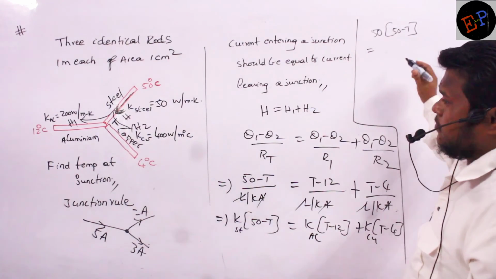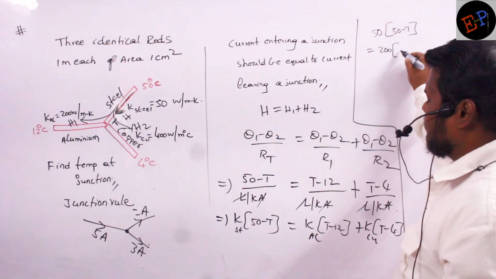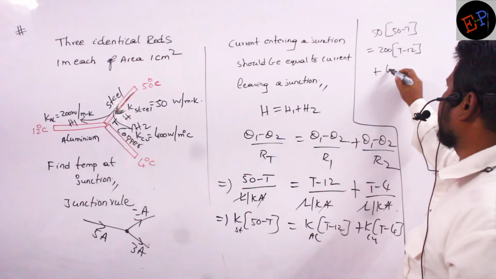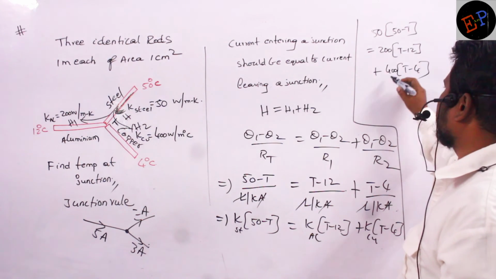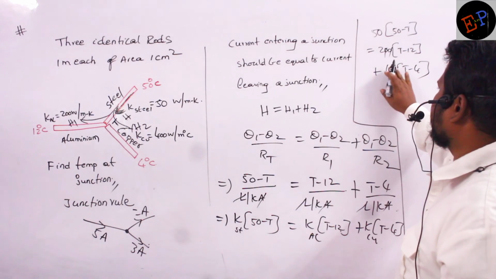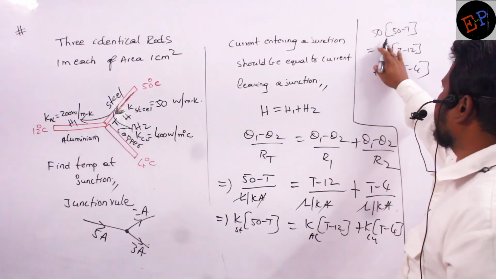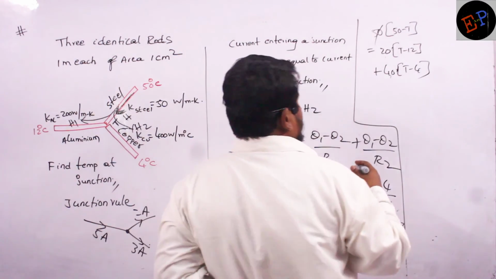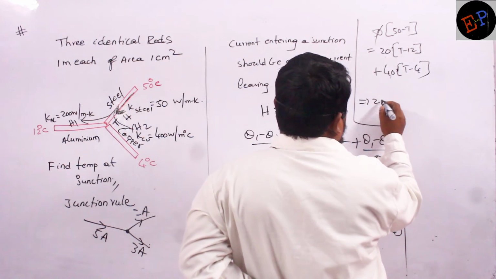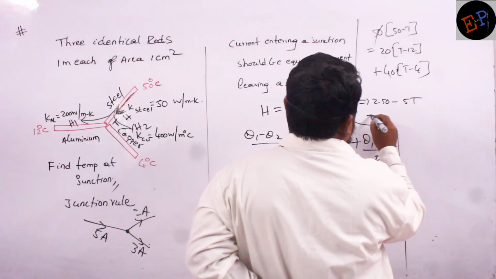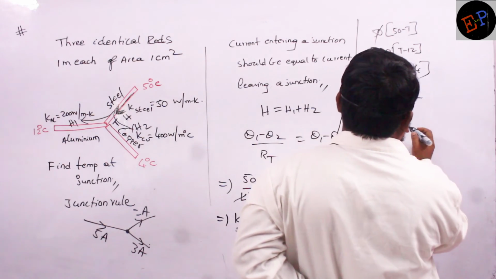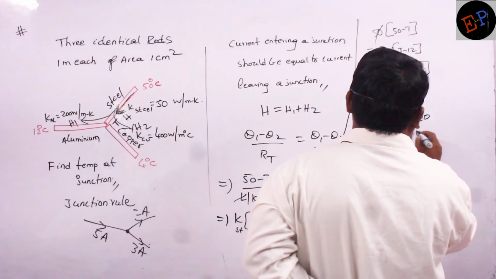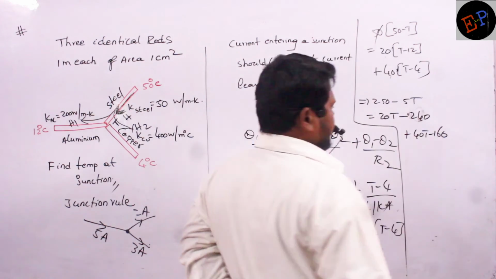So 50 multiplied by (50 minus T) is equal to K value of aluminium 200 multiplied by the temperature difference (T minus 12), plus K value of copper 400 multiplied by (T minus 4). So the zeros, only one 0 will get cancelled now. So this is 40, this is 20, and this 0 will get cancelled. Now you have to do this calculation. 5 fives are 25, so 250 minus 5T is equal to 20T minus 12 twos are 24, 240, plus 40T minus 160. Okay?